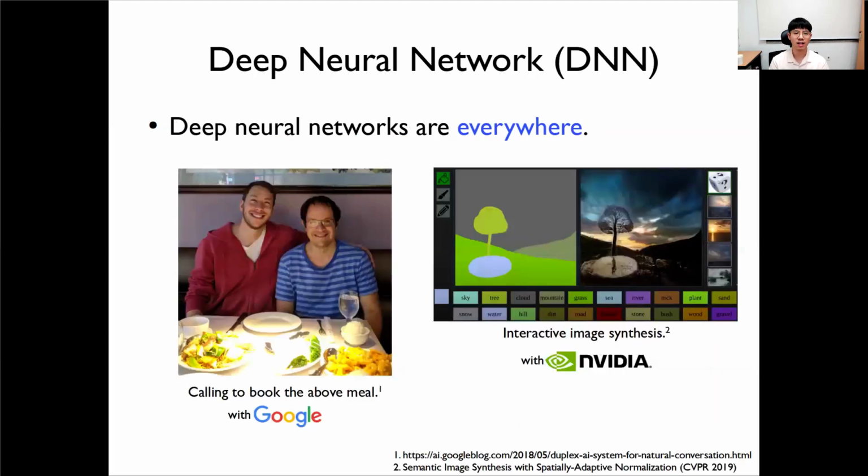Actually, while I was preparing the lectures, I found two recent interesting cases for the usage of DNNs. The first is the case of Google's AI system, namely Duplex, automatically calling a restaurant and making a reservation through a natural conversation like humans. So let's listen to the conversation used for the actual reservation provided by Google. Let's listen.